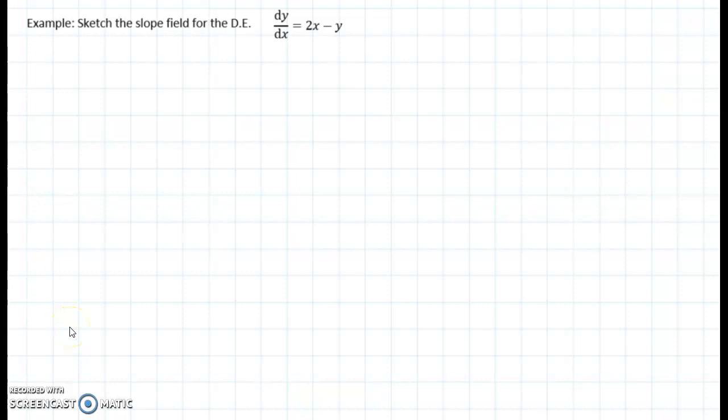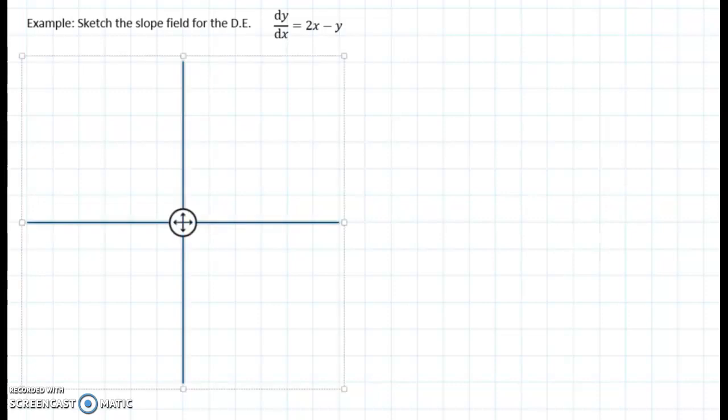Hello, in this video we are going to sketch the slope field for the differential equation dy/dx is equal to 2x minus y. Let's draw the axis over here, x, y.